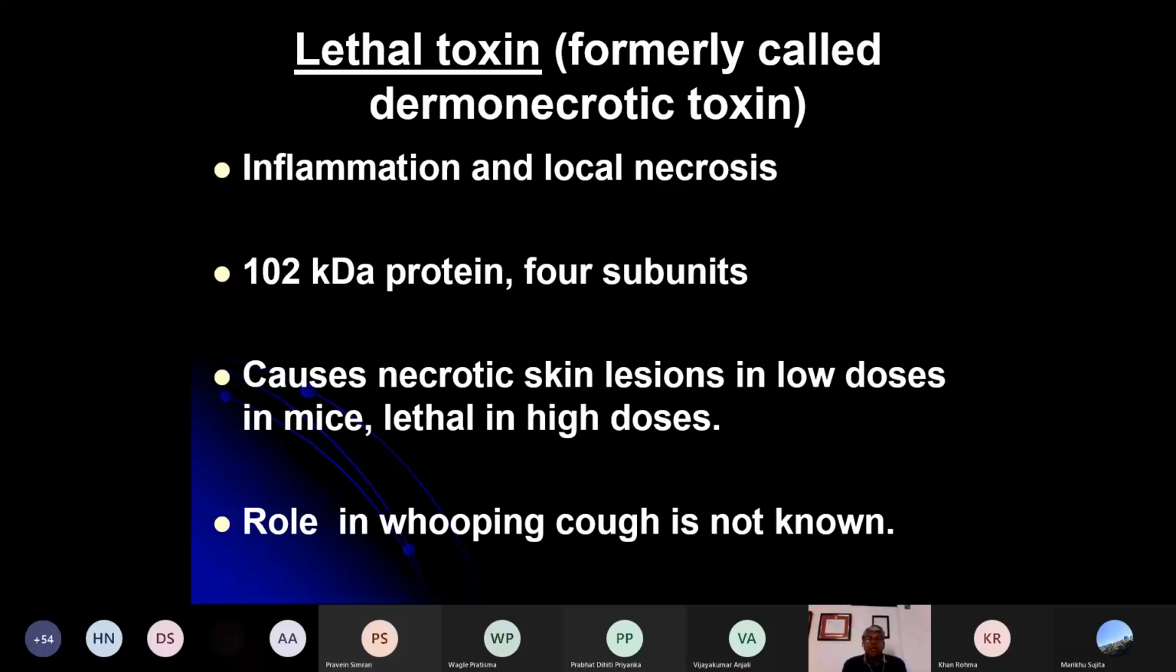As we discussed earlier, there is a lethal toxin which is also known as dermonecrotic toxin because it causes local necrosis of the skin wherever it is touched upon. We really do not know its role in pertussis or in whooping cough. Perhaps the way it acts on the skin epithelial cells, it must be acting in the same way on the respiratory epithelial cells and causing problems.